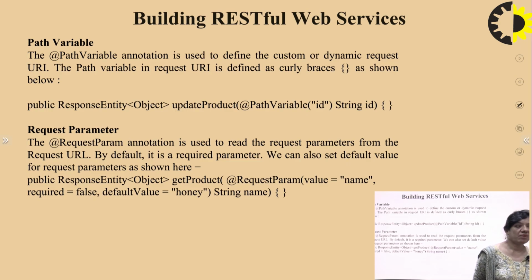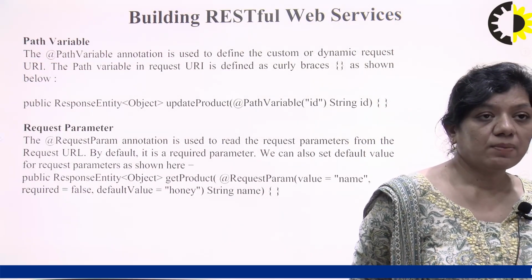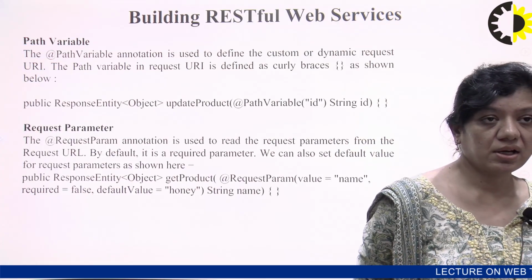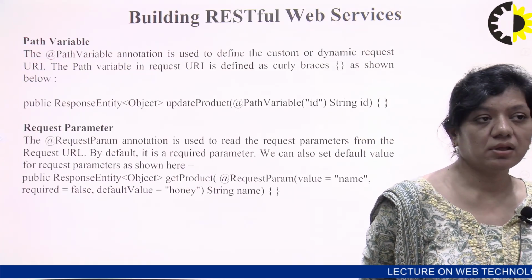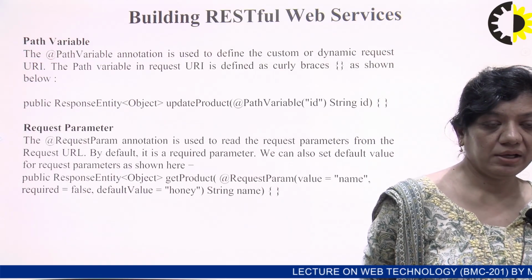Next one is path variable. The PathVariable annotation is used to define a custom or dynamic request URL. The path variable in the request URL is defined in curly braces. So the syntax is public ResponseEntity Object updateProduct, @PathVariable id, String id.